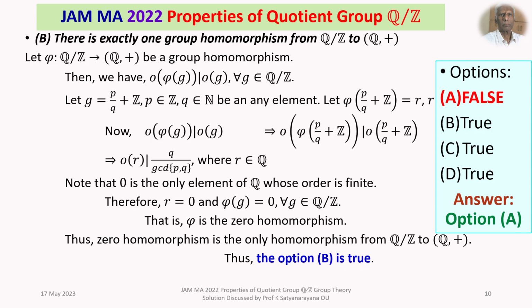The problem is on the properties of the quotient group Q by Z from group theory, and it is a very important question. This question is suitable even for the CSIR National Eligibility Test.